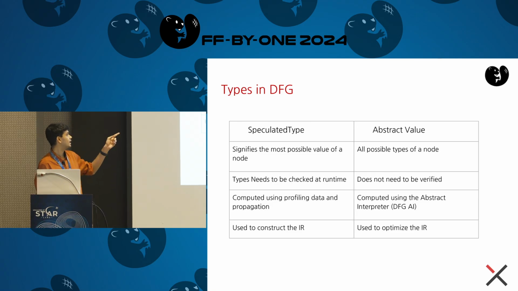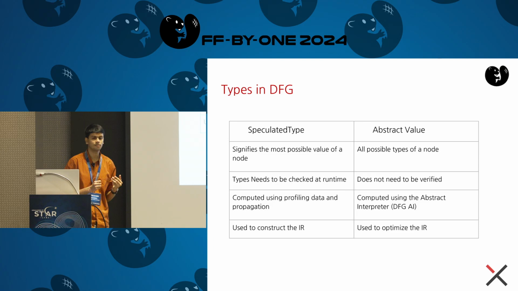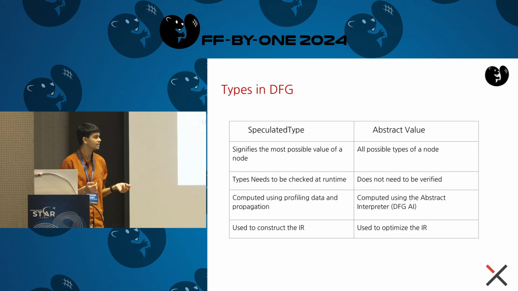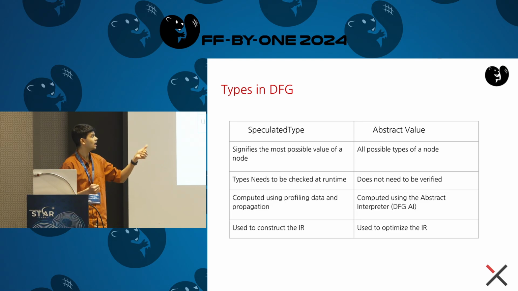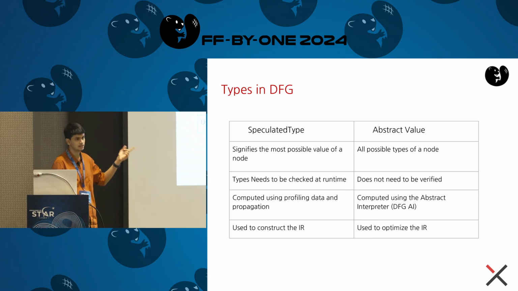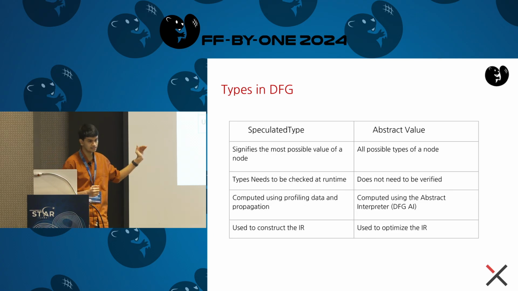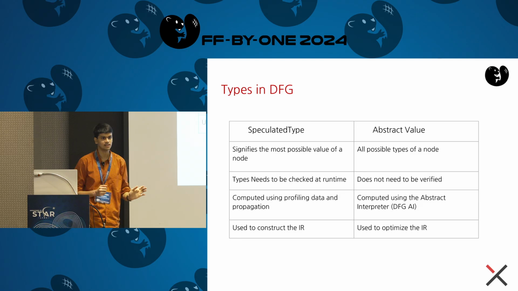This means that speculated type needs to be checked at runtime because for all purposes, it's just a guess. An educated guess, but just a guess. So it has to be checked at runtime. The abstract value is proven by the compiler at compile time, so it never needs to be verified. It is trusted by the compiler. Speculated type is calculated using profiling data, whereas abstract values are calculated using something called DFG AI. AI stands for abstract interpreter, not artificial intelligence. And speculated type is used to construct IR, whereas abstract value is used to optimize IR. They have their own functions, and they don't conflict with each other.